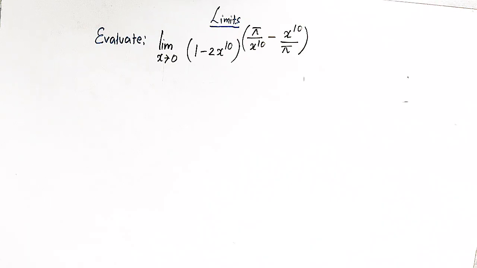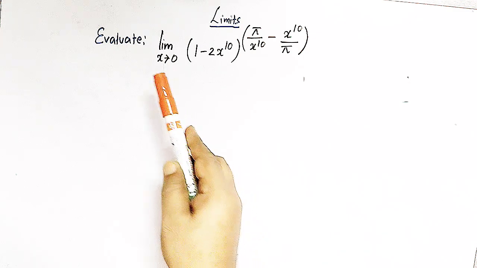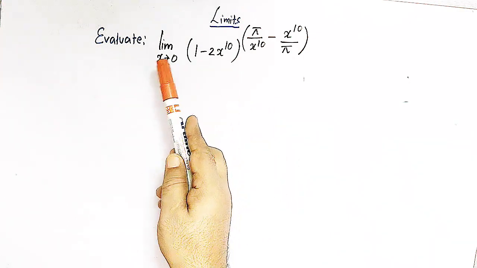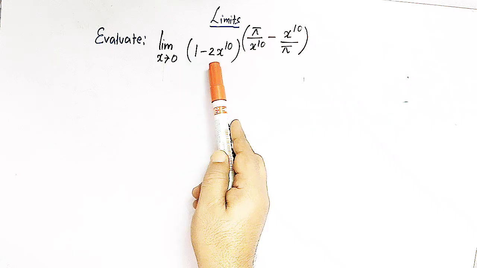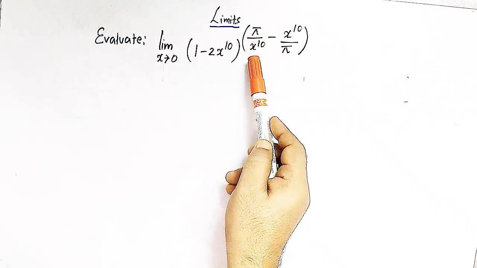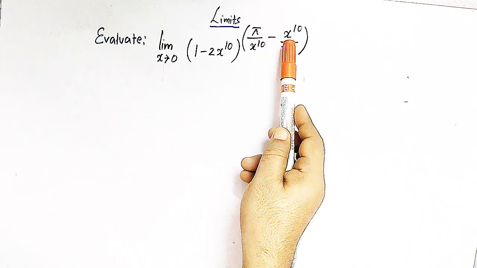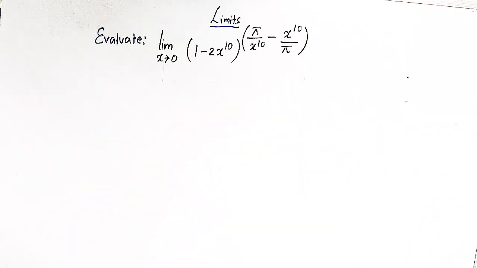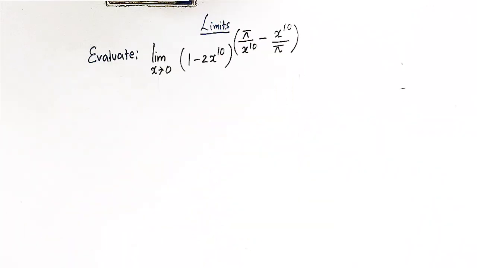Hello viewers, in today's session we are going to discuss an important problem from limits, and here we have to evaluate this limit: limit as x tends to 0 of (1 minus 2 times x raised to 10) raised to (pi over x raised to 10 minus x raised to 10 divided by pi). So now to evaluate this limit here we'll adopt a special technique, right?